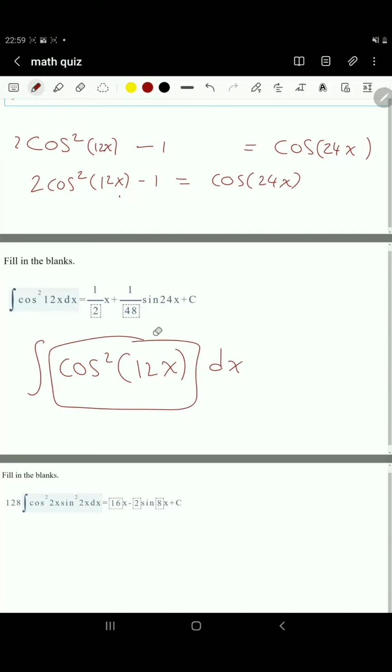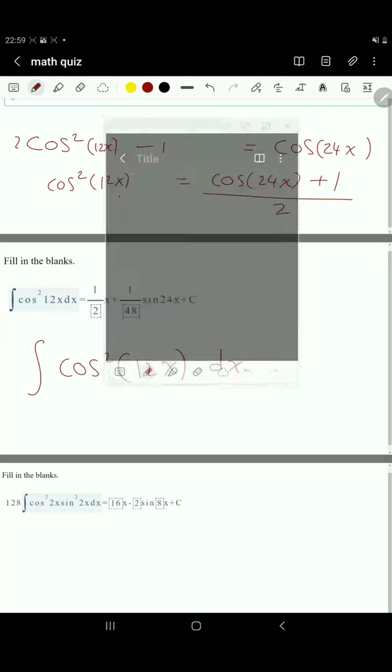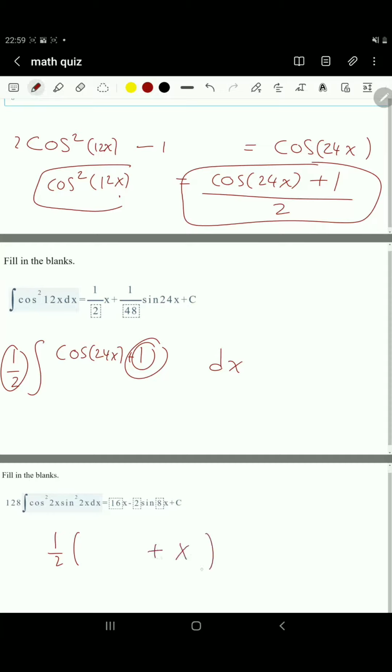Now we need to solve for cosine squared 12x. So what do? Divide by 2. No, wait. Sorry. Take the minus 1 to this side, becomes a plus 1. Divide by 2. Divide by 2. 2 cancel. So cosine squared 12x is just cosine 24x plus 1 all over 2. That is a constant. We can pull it out. You have a half, so you put a half over here. Then the integral of 1 is x. So that's gone. So what are we left with? The integral of cosine 24x. So we just need to find the integral of cosine 24x.